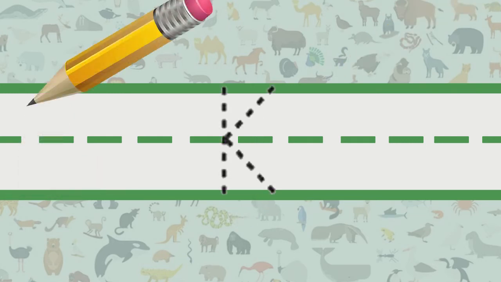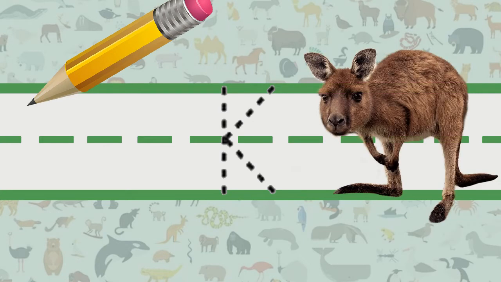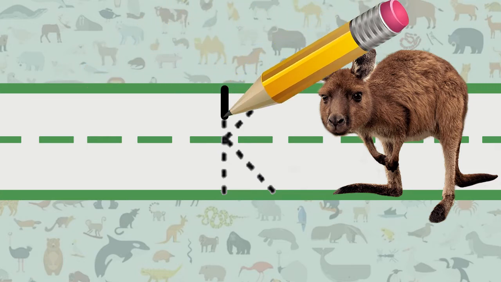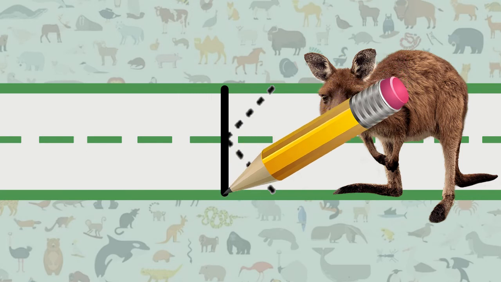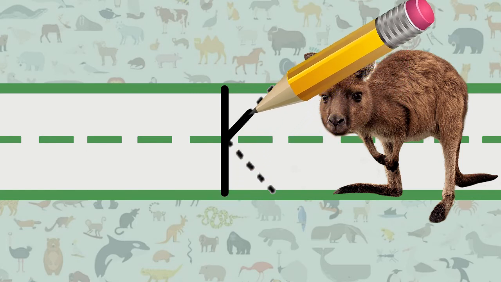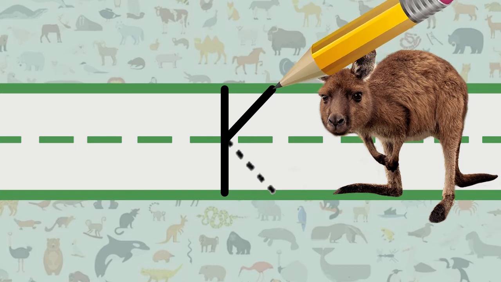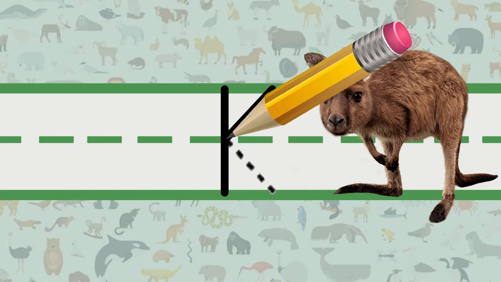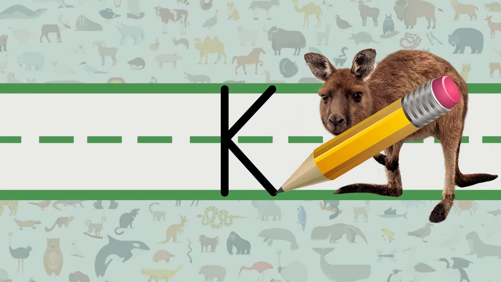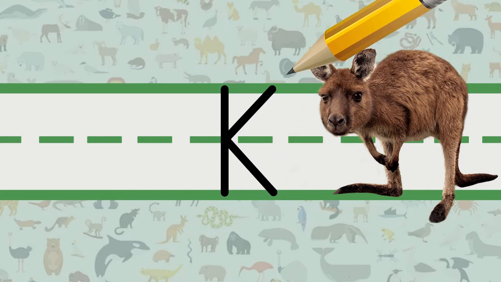Let's write the letter K. K is for kangaroo. For capital K or big K, start at the top and draw a straight line down to the bottom. Then go to the middle and draw a diagonal line to the top. Then go back to the middle and draw a diagonal line down to the bottom. Good job! Let's do that again.